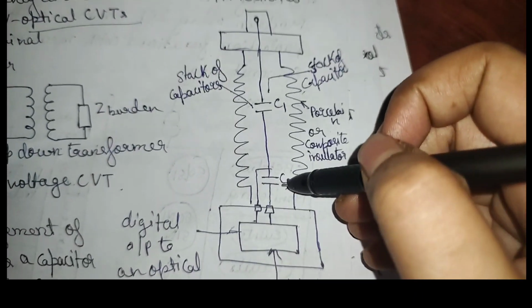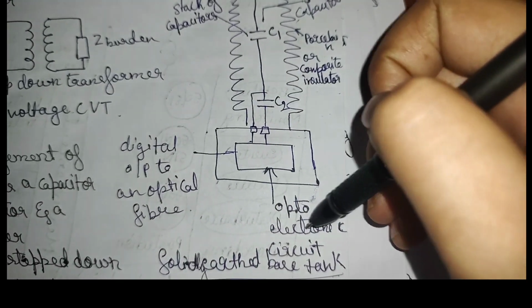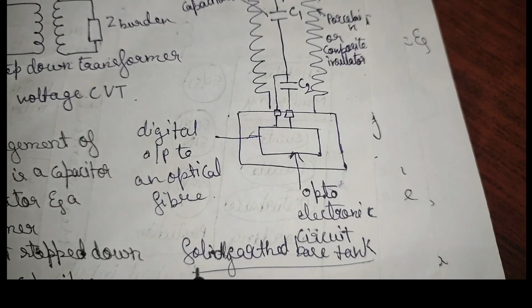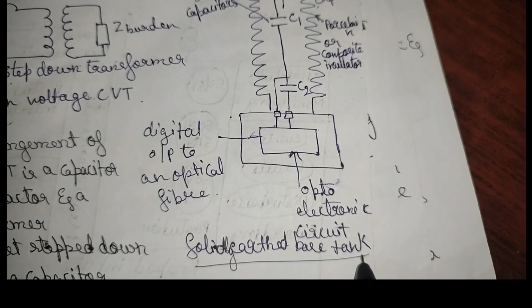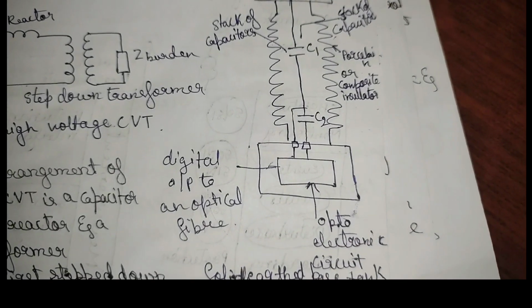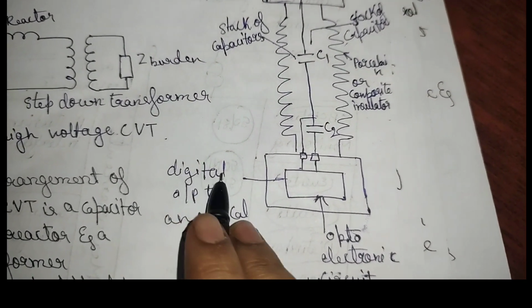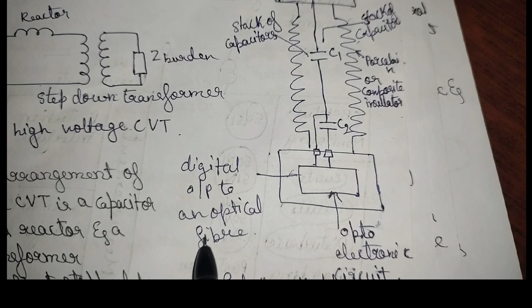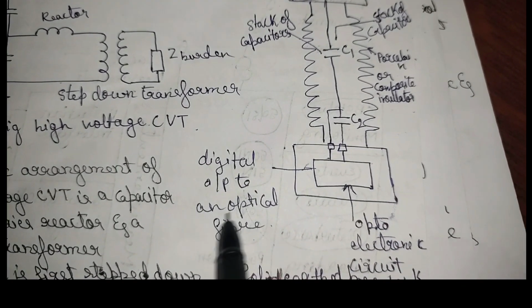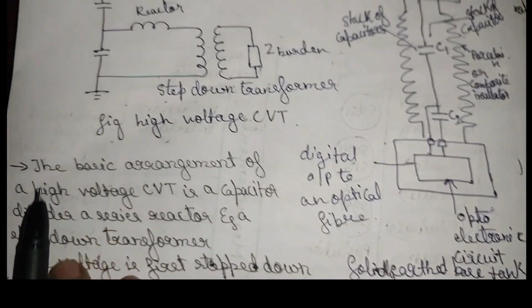So C1, C2, then the optoelectronic circuit, in a solidly earthed base tank. This will convert the digital output to an optical fiber.